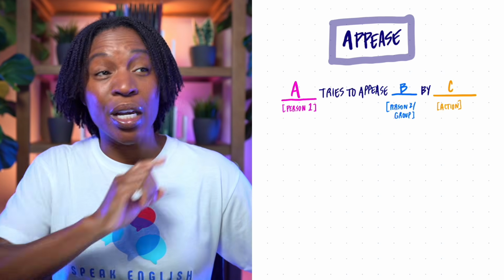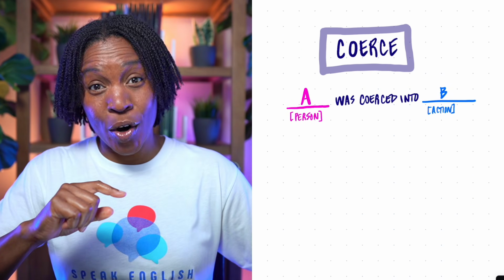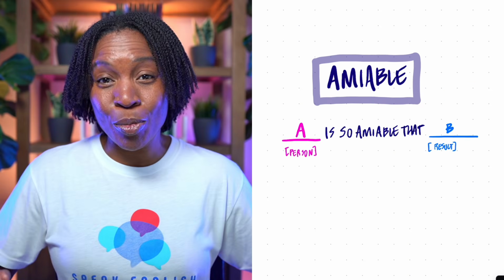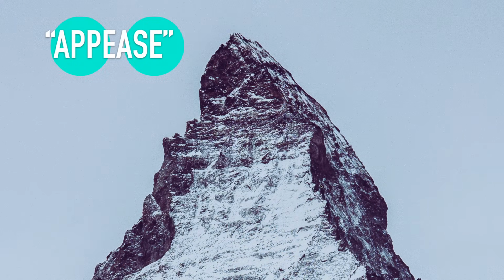In today's lesson, you will learn 3 new vocabulary words: appease, coerce, and amiable. Are you ready? Well then, let's jump right in. Our very first word is appease.